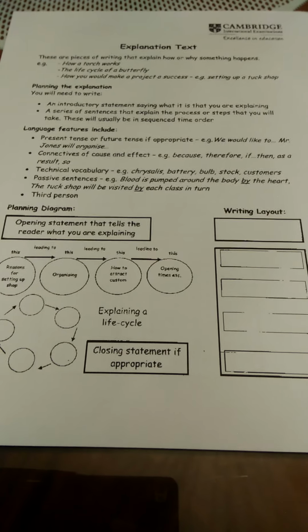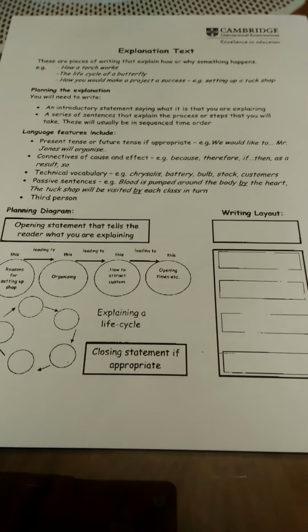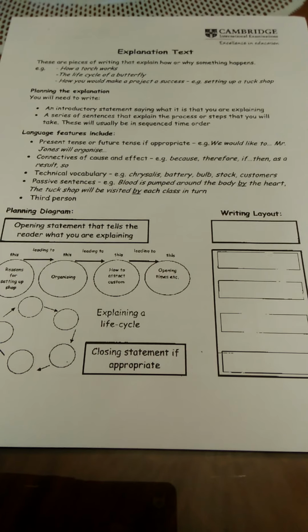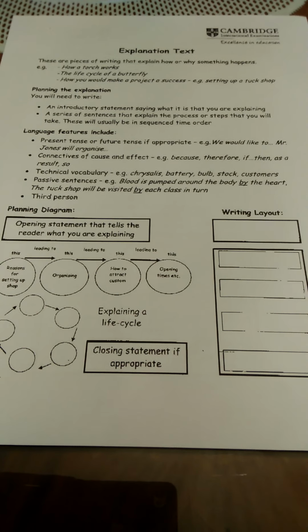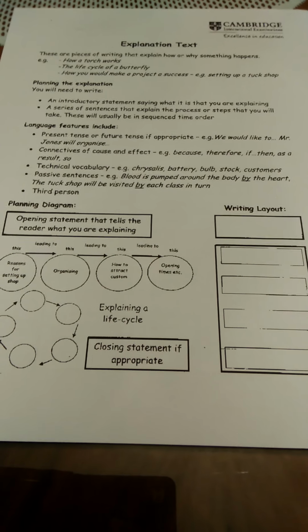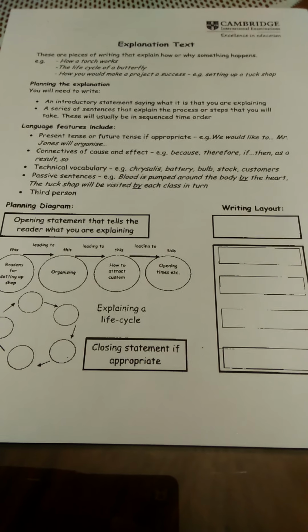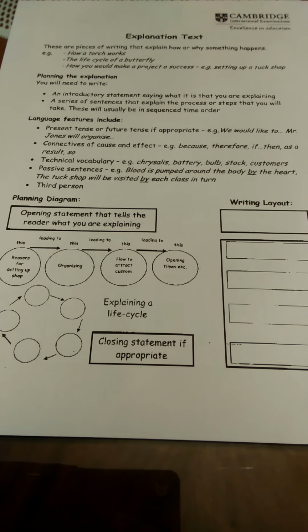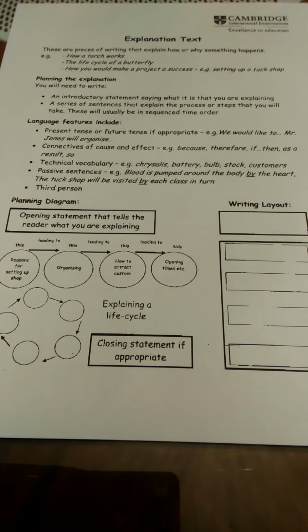Okay, technical vocabulary, as we said, is the vocabulary related to a certain topic. The certain topic you're talking about in the explanation text. For example, chrysalis, battery, bulb, stock, customers.